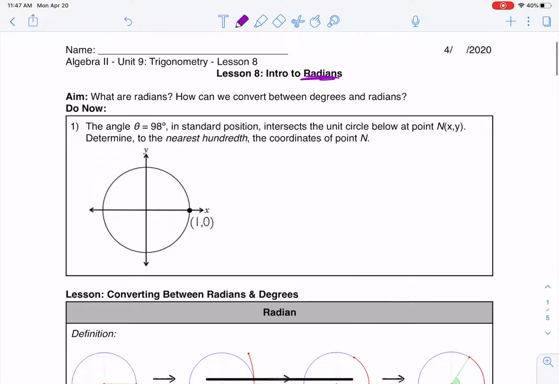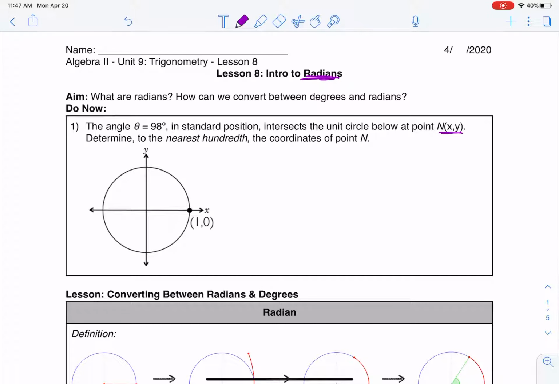All right, so let's just look at the do now. This is just to review the work we did last week. The angle theta equals 98 degrees in standard position intersects the unit circle below at the point N, which is just x comma y. So we don't know the x value, we don't know the y value. Determine to the nearest hundredth the coordinates of point N.